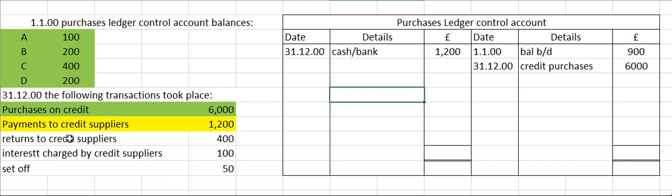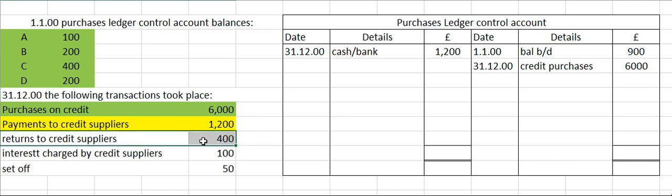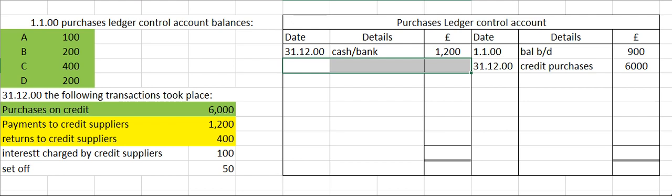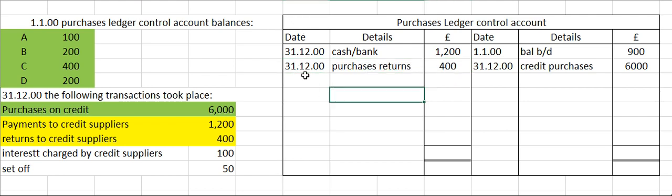Now let's move into the next transaction, returns to credit suppliers. This is basically a purchases return. Purchases returns usually have a credit balance. Therefore, in the purchaser's ledger control account, we enter it on the debit side. So you write the date, the opposite account's name, purchases returns, along with the amount 400.